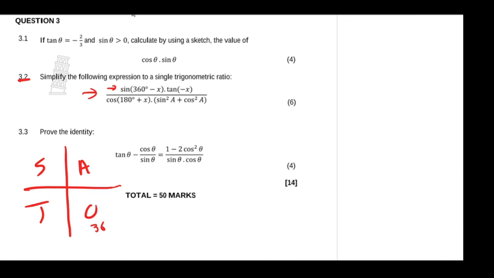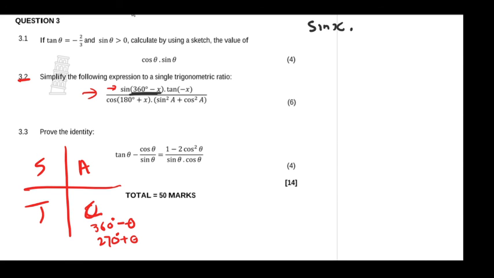Which is 360 degrees minus theta, or 270 degrees plus theta, right? So we know that here only cos is positive, sine is negative. So I'm just going to reduce that. I'm just going to literally write down sine of x. That's how we reduce this one here, right?